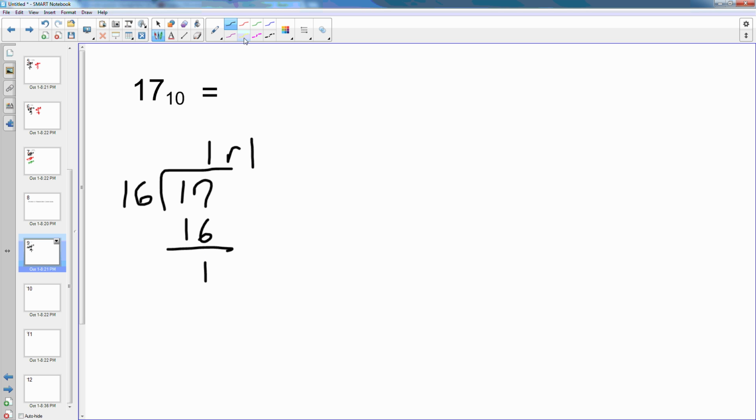So now I'm not at 0 right here. I'm still at 1. So I'm going to take this 1, move it over here, put it in the box, and divide by 16. How many times does 16 go into 1? It goes in there 0 times. Right? 0 times 16 is 0, 1 minus 0 is 1. So I have a remainder of 1.